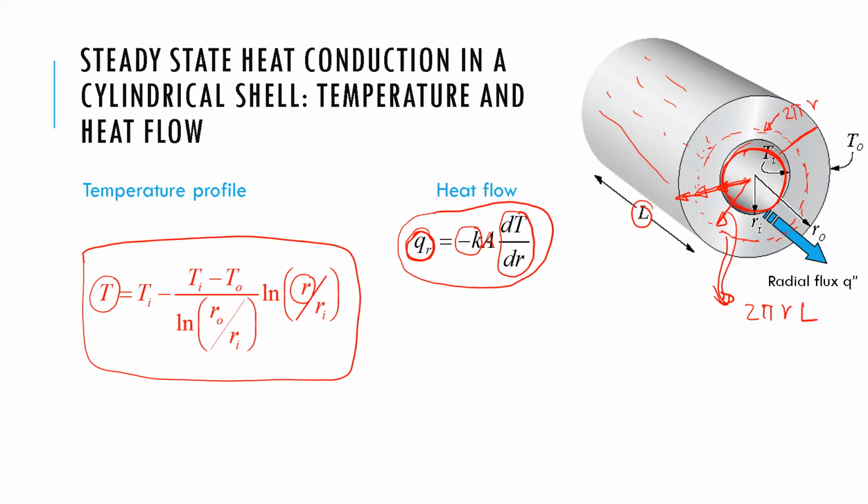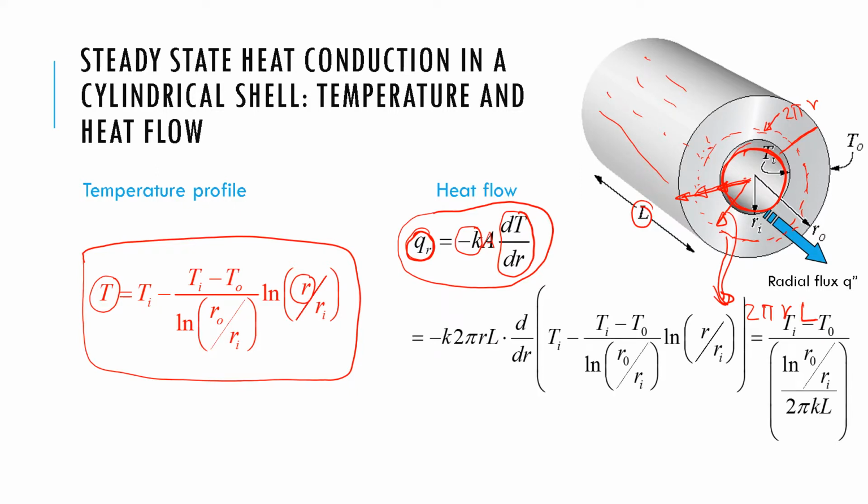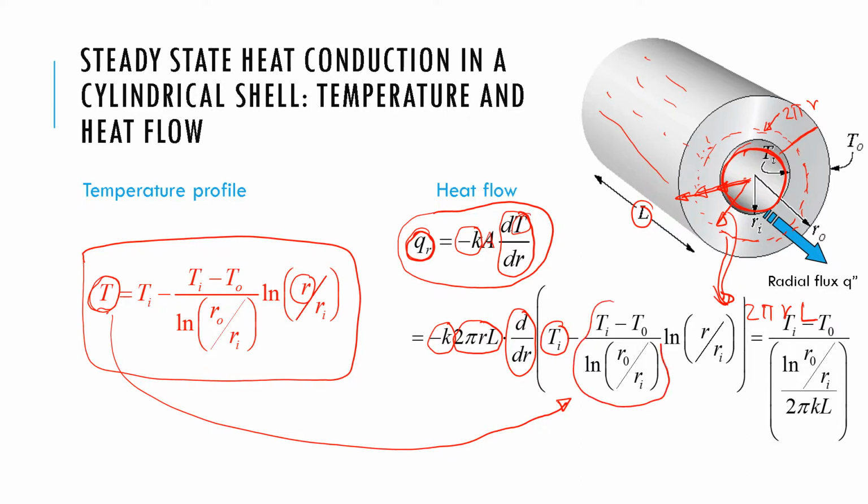So it's 2 pi r l. Let's keep going. So minus k times this 2 pi r l that we just talked about, and then d/dr of this temperature. We already know the temperature profile, which I plug in here. Notice Ti is a constant and all of these are constants. So if you take the derivative, you simply get something like this: minus k 2 pi r l times d/dr of Ti minus T0 over natural log of r0 over ri times this quantity.